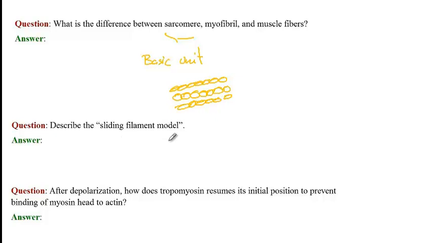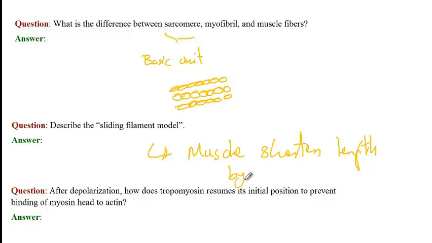Describe the sliding filament model. So basically this is what we've been explaining regarding the sliding of actin over myosin. So based on this model, muscle will shorten their length during contraction by sliding of myosin and actin filaments on top of each other.